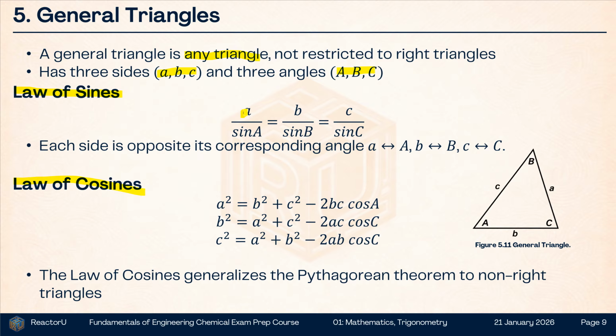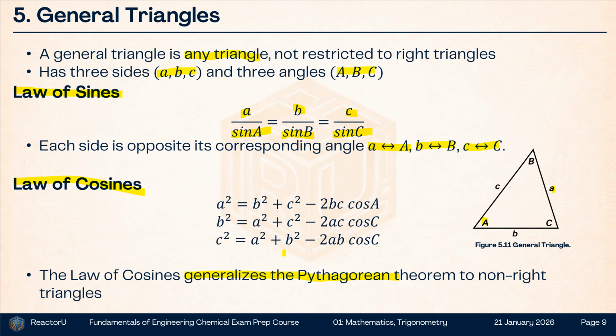The law of sines is a over sine A, where a is the side and capital A is the angle, equals b over sine B equals c over sine C. And these are corresponding, so a corresponds to capital A, b corresponds to capital B, c corresponds to capital C. And then we have the law of cosines, which is a generalization of the Pythagorean theorem.